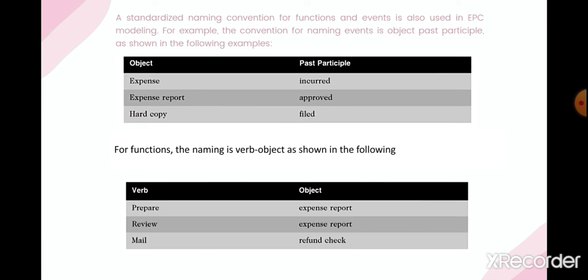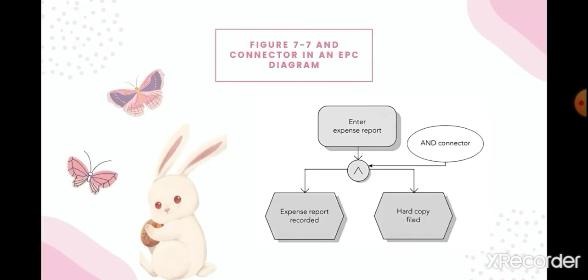The next one is the standardized naming convention for functions and events. This is done to clearly identify and categorize the completion of events with product or services. The next one is the end connector function. The figure indicates that the expense report must be recorded and a hard copy must be filed.